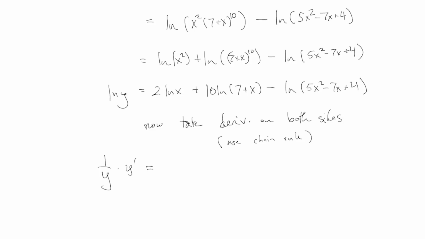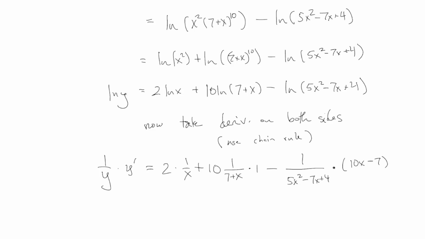Anyway, on the right-hand side, what is it? 2 ln x, the derivative is 1 over x, plus 10 ln of 7 plus x is 1 over 7 plus x. We have to do the chain rule on this one, but the derivative of the inside there is just 1, right? The inside was 7 plus x. The derivative of that is 1. And then finally, minus ln of that business becomes 1 over that stuff, 1 over 5x squared minus 7x plus 4. And then the chain rule, times the derivative of the inside, which would be 10x minus 7. That's the derivative of this stuff. It's 10x minus 7.